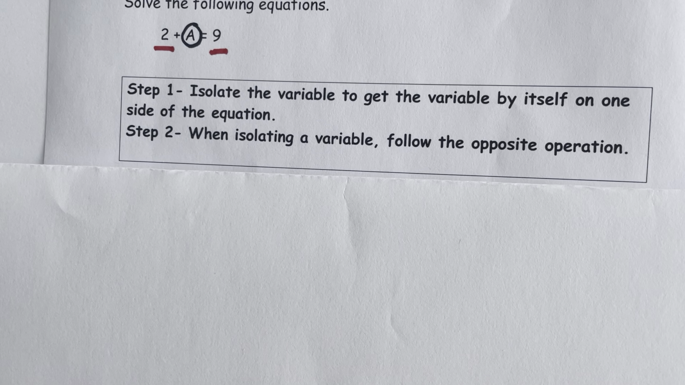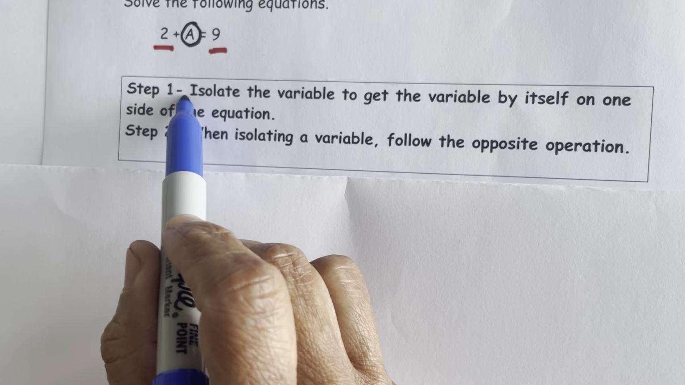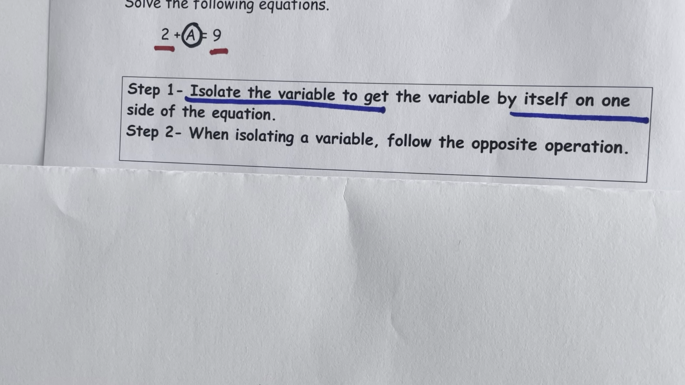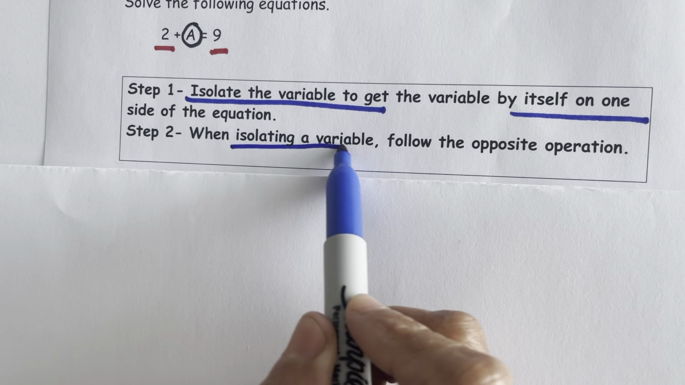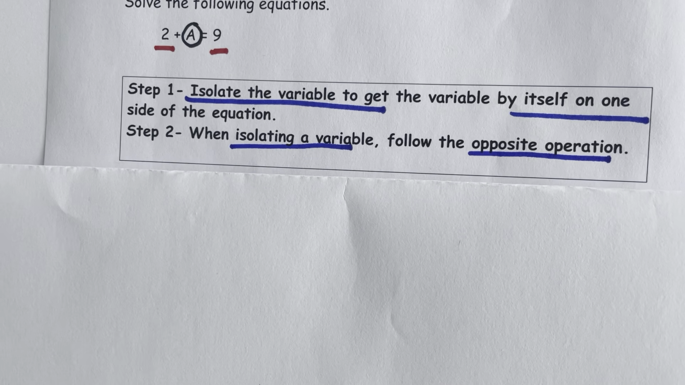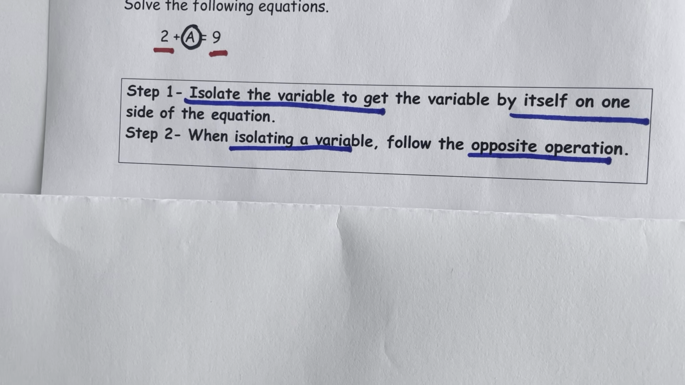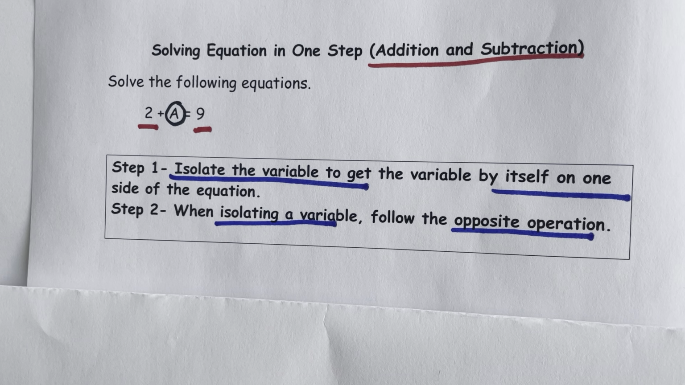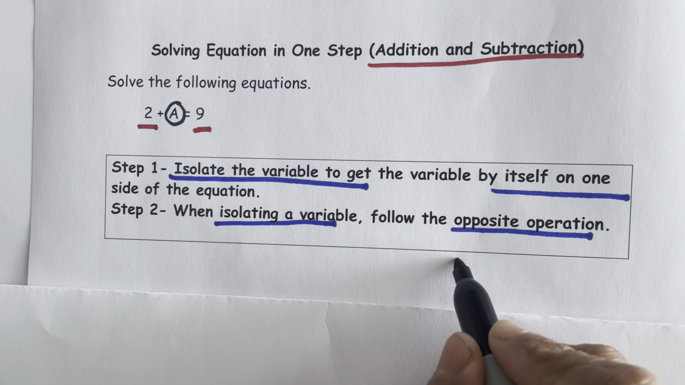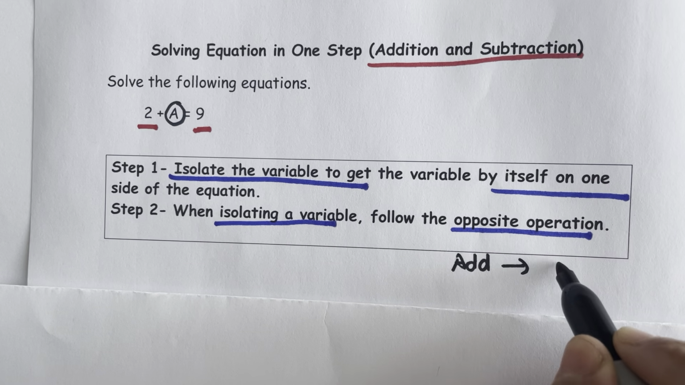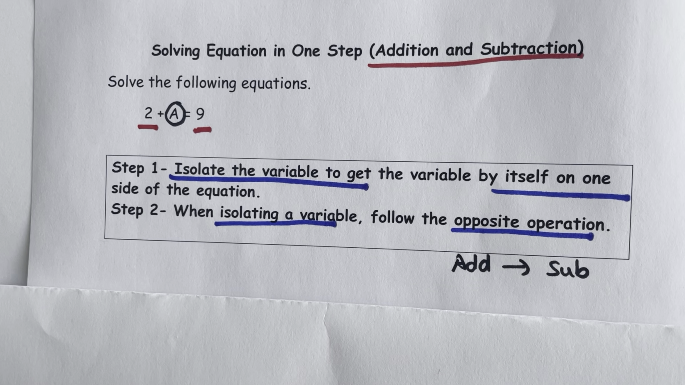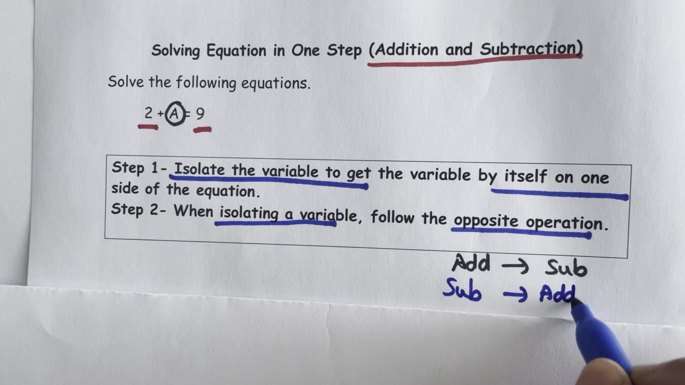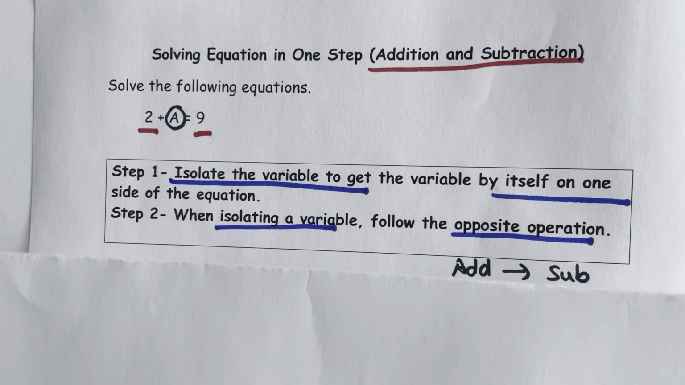First of all, we will isolate the variable to get just the variable by itself on one side of the equation, and again, when isolating a variable, follow the opposite operation. So here we have two operations that we are discussing: addition and subtraction. The opposite operation for addition is subtraction, and wherever there is a subtraction we will use the opposite operation of addition. As simple as that, right?